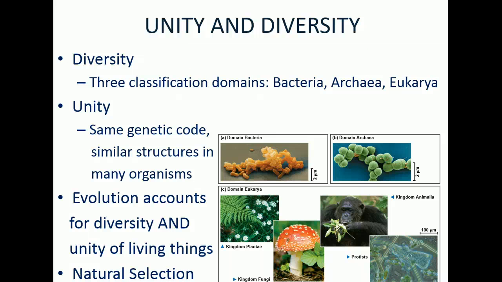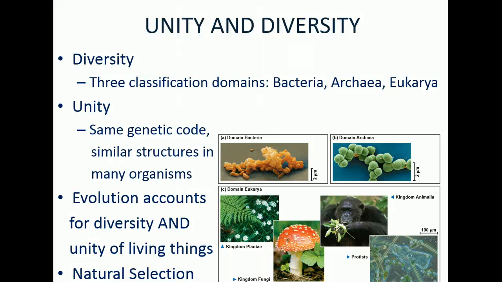Okay, we've already kind of discussed unity and diversity a little bit, and we've said that evolution clearly explains those things, that we have so much diversity in life, but we also see a great deal of unity. Now, one of the things about diversity that we're just going to very briefly touch on in this class is that there are actually 3 different classification domains. So the domain is the highest level of classification, the most inclusive level of classification that we see.